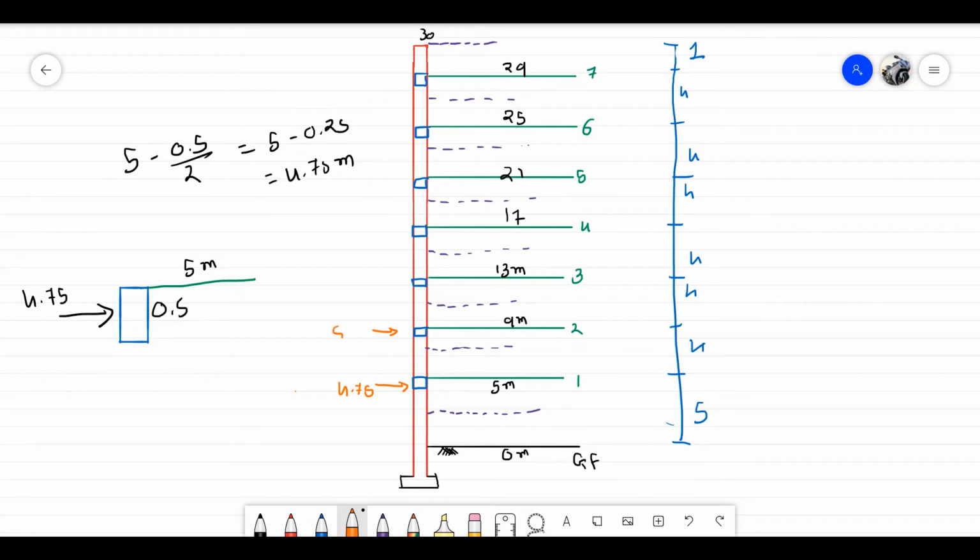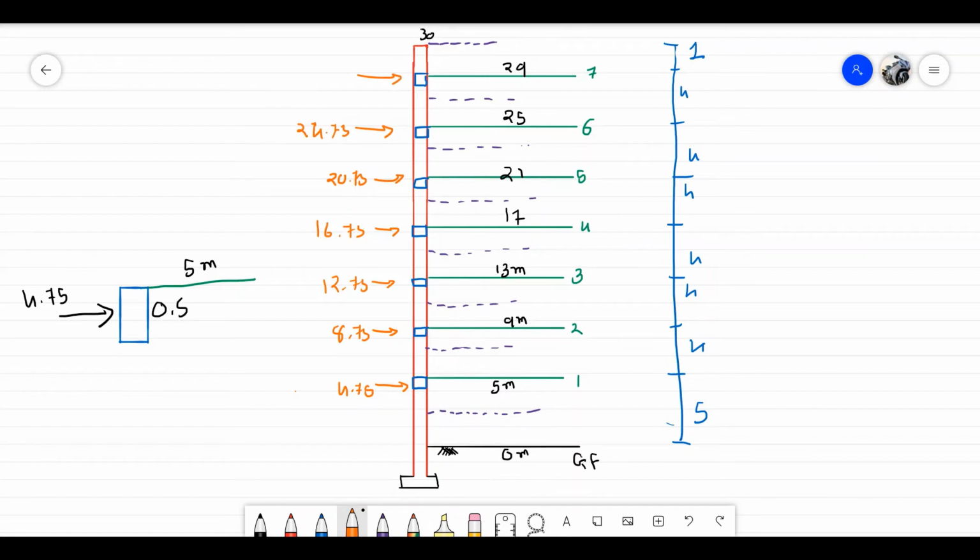8.75. Same. 12.75. Here 16.75. Yeah. 20.75. And here 24.75, and here 28.75, right? Okay, so we need this purple line diagram.